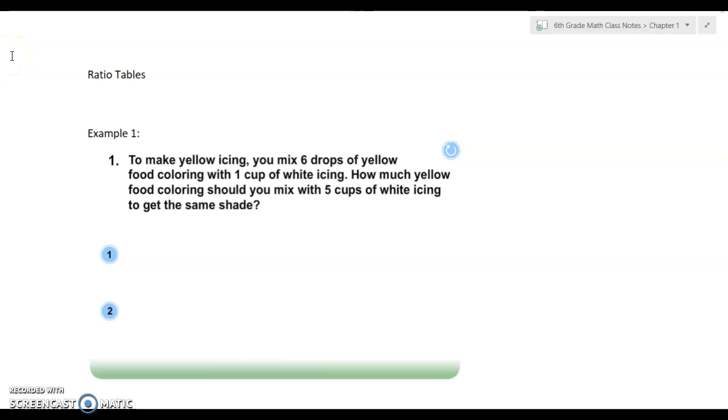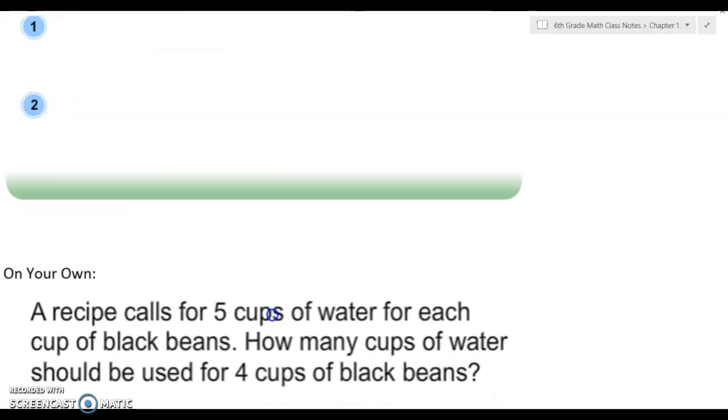Okay, and so in this video, I'm going to teach you about Chapter 1, Lesson 4, okay, 1-4, and it's about using ratio tables to solve ratio-related problems, okay? So let's start off with the first problem here, all right?